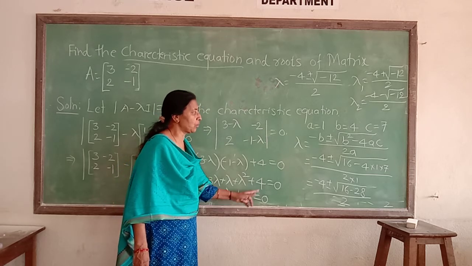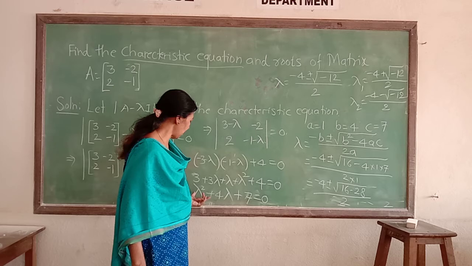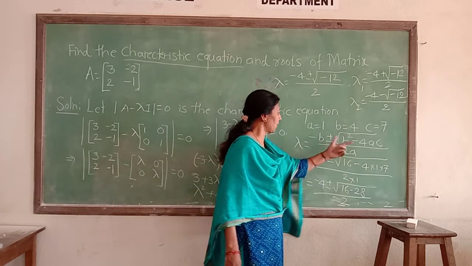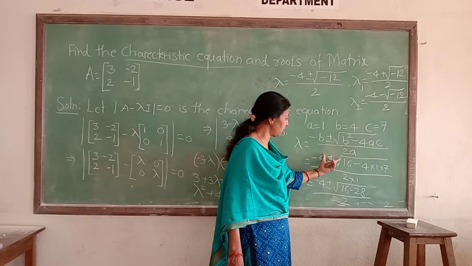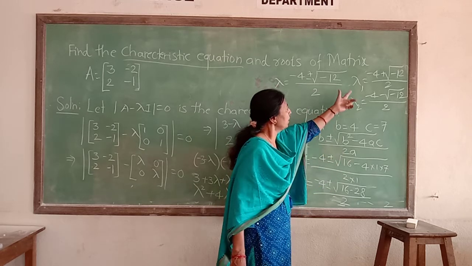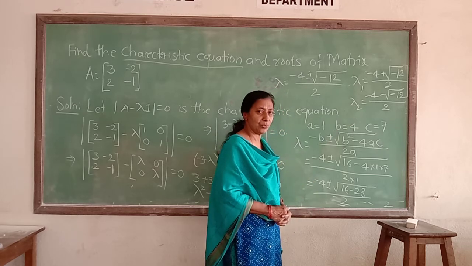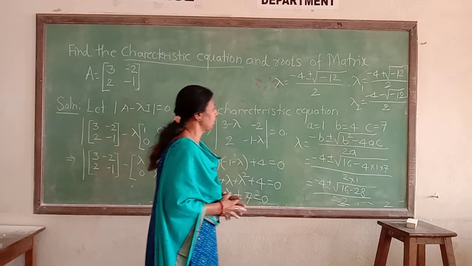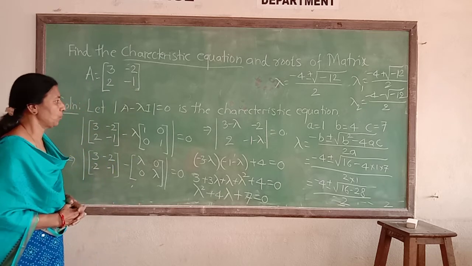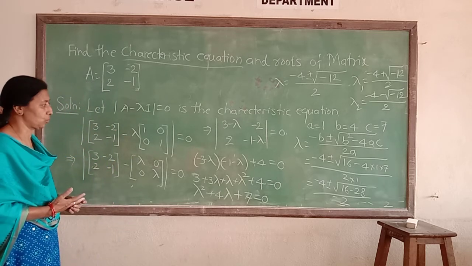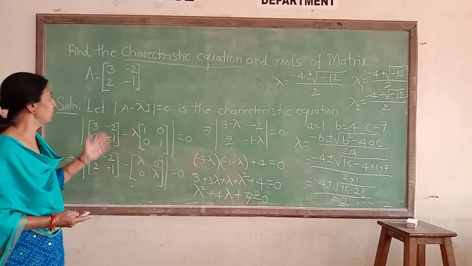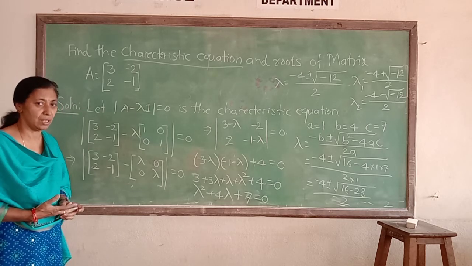Now to find the roots of this, write the A, B, C values from this. A is 1, B is 4, C is 7. Just write the formula, put the A, B, C values in this and simplify. You will get the lambda 1 and lambda 2 values. You will get the same type of sum with different numbers every time. So if you know the formula, it is very easy to find the roots. Practice more sums of this type by taking your own numbers in a square matrix.